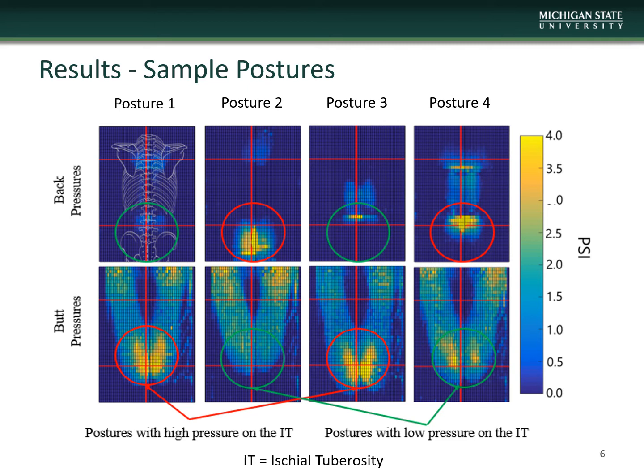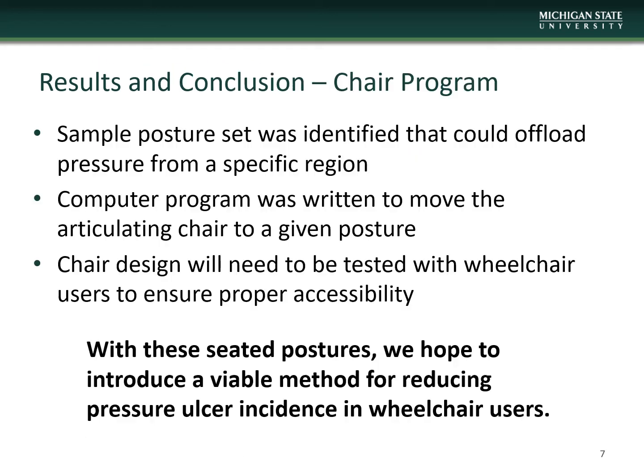Here we see a sample set of postures used to demonstrate how pressure can be concentrated on one area of the body with different postures. In postures 1 and 3, we can see that there's high pressure on the ischial tuberosity, or the bony region of the butt, and low pressure on the lower back. In postures 2 and 4, the opposite is true. There's high pressure concentrated on the lower back, and relatively less pressure on the ischial tuberosity.